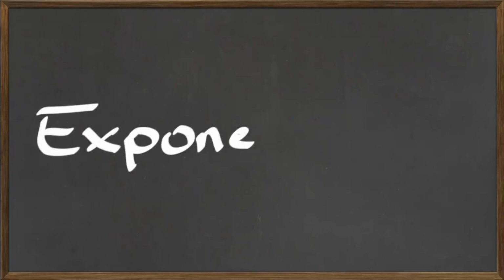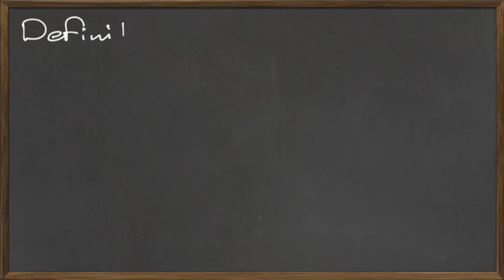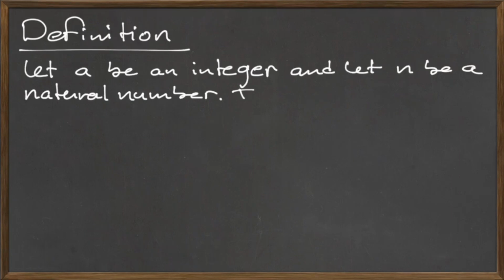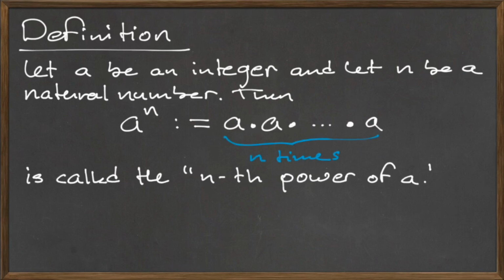In this video, we discuss the topic of exponentiation. Exponentiation can be defined in the following way. Let a be an integer, and let n be a natural number. Then, the nth power of a is defined as the repeated multiplication of a with itself n times, which we also refer to as a to the nth.